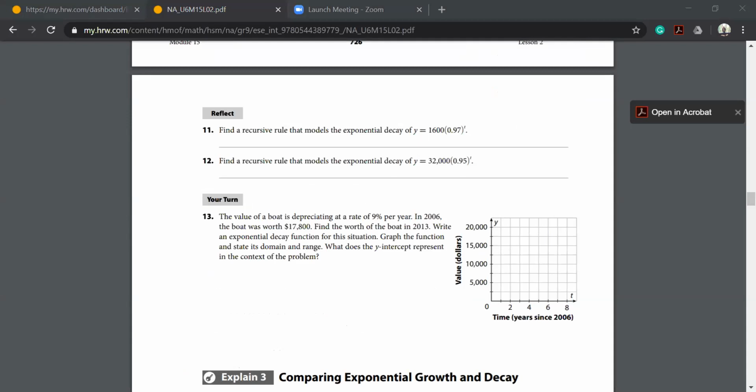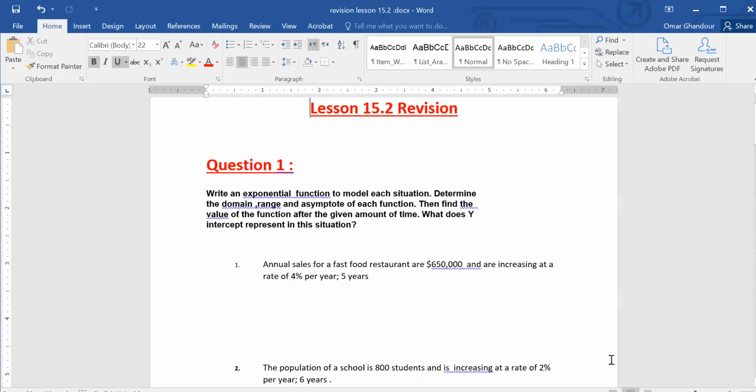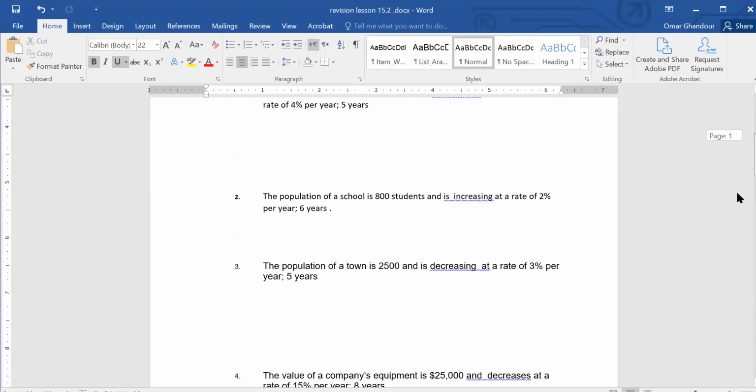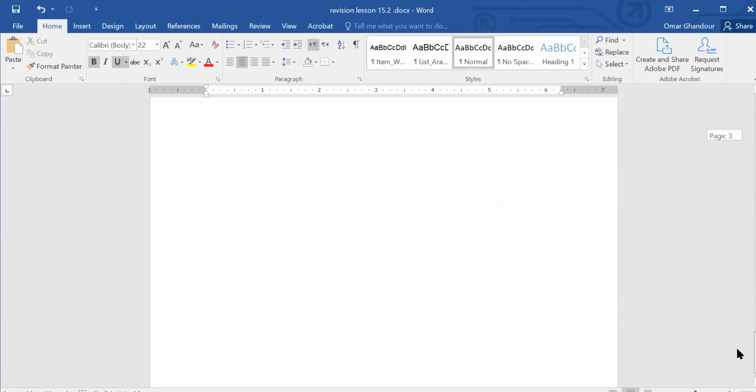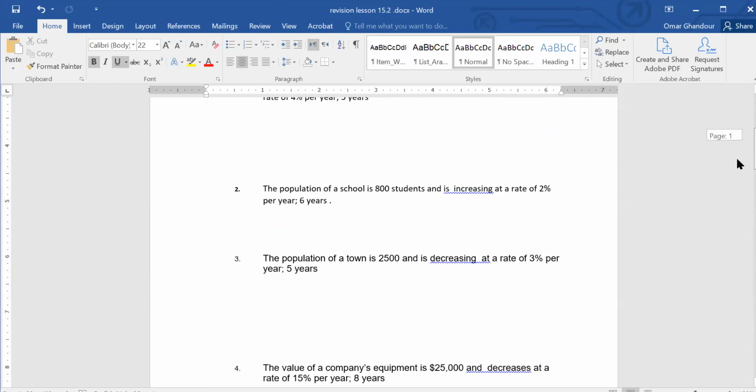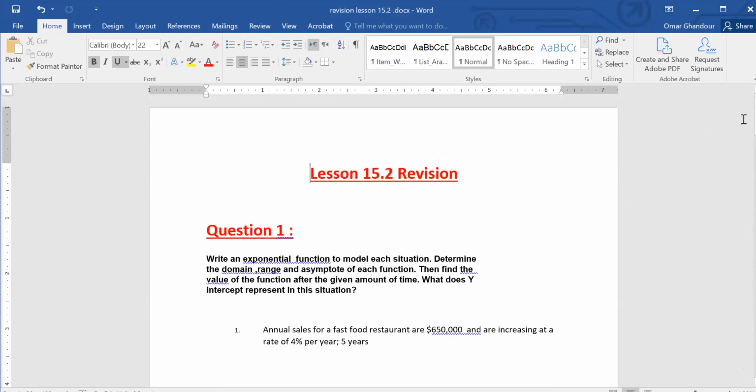I did a revision sheet for you. We are going to be solving from it. This is lesson 15.2 revision. And as yesterday, it consists of 3 questions, question 1, 2, and 3, covering most of the important concepts of this lesson. Okay, let's start with question 1.